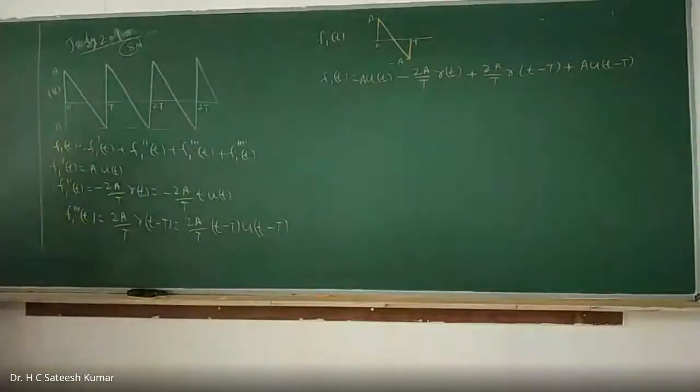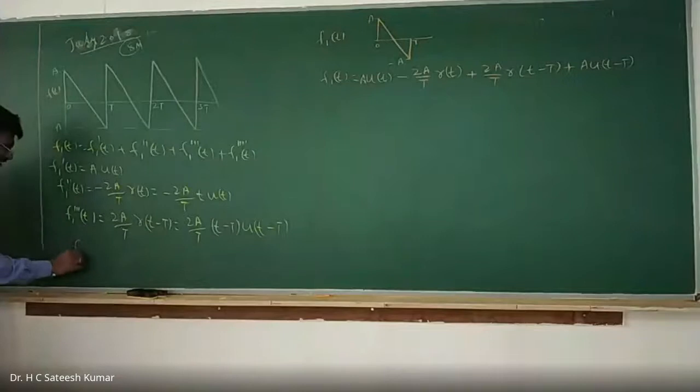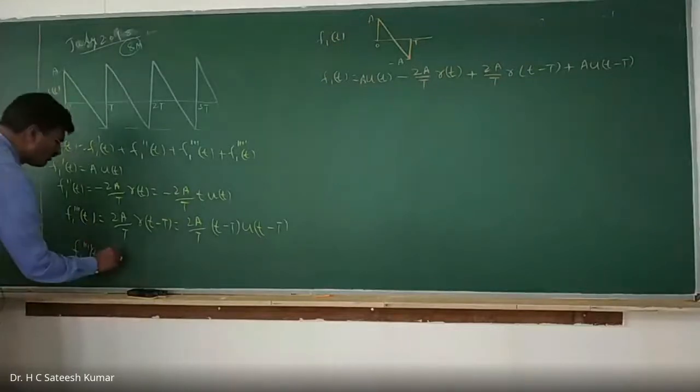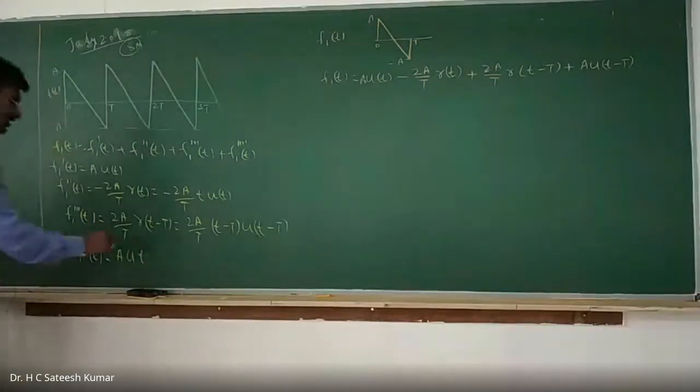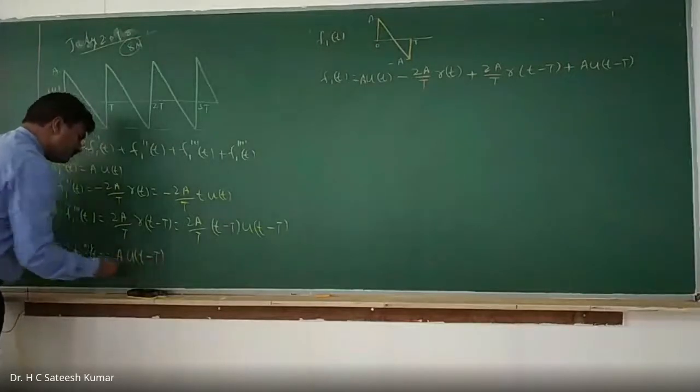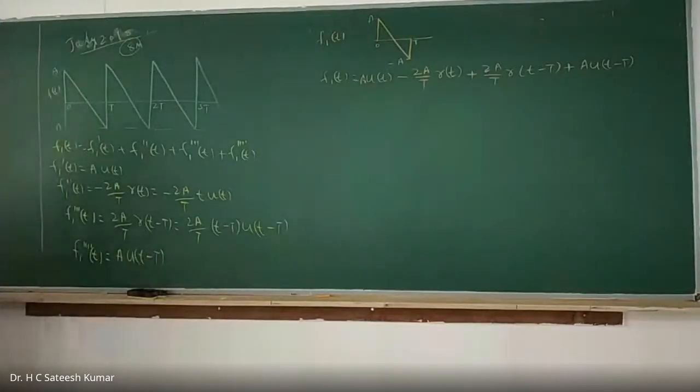Okay. f1 4 dash of t, sorry, is equal to a into u of t minus t. Okay, right.